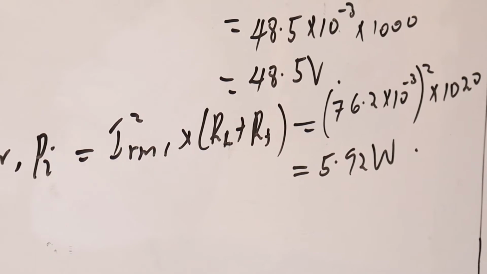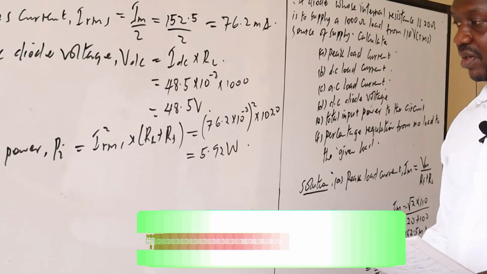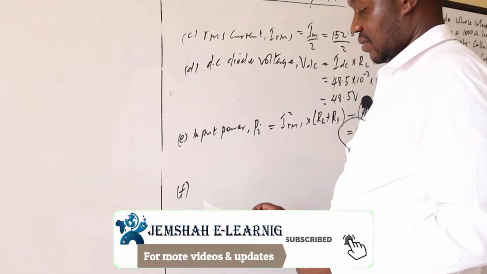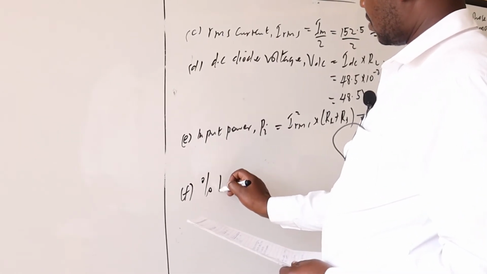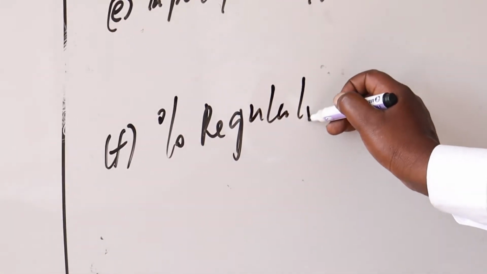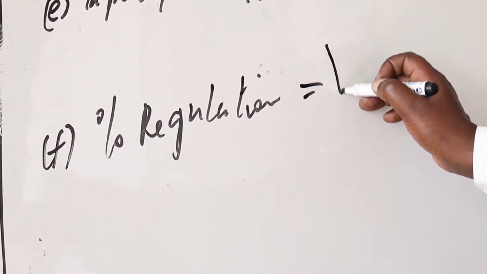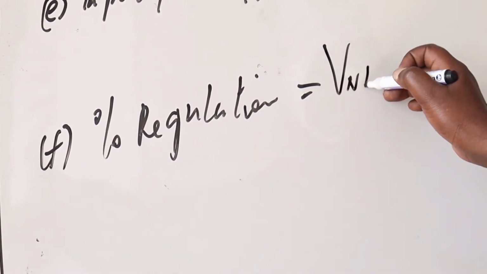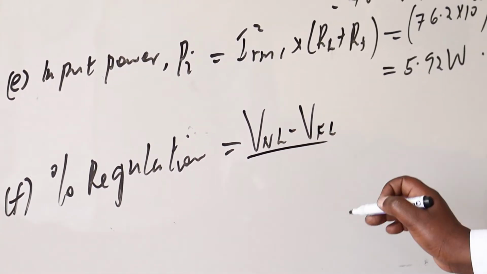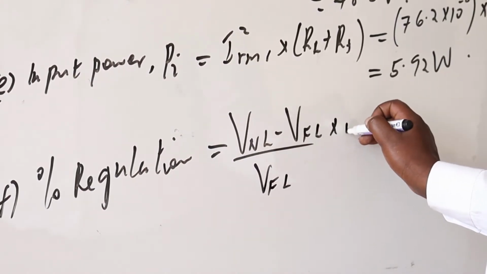And the last part of it is the percentage regulation. Percentage regulation is given by no load voltage minus full load voltage all over full load voltage times 100.